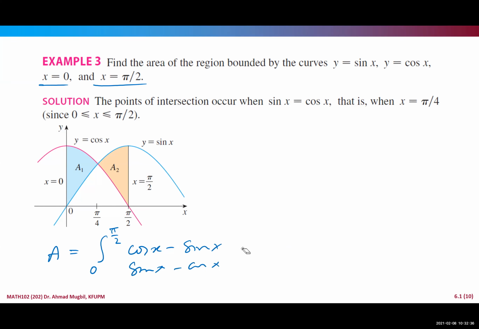Is it going to be cosine minus sine or sine minus cosine? You don't know. So this is why it is important, if you want to write it as an integral, to write it this way. It doesn't matter if you write cosine x minus sine x or sine x minus cosine x. When they are inside the absolute value, it is the same.